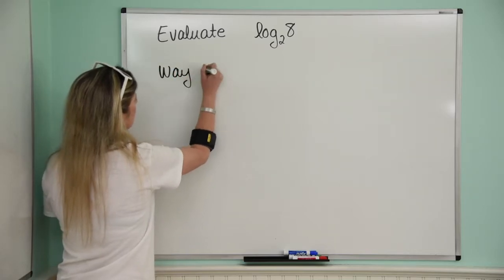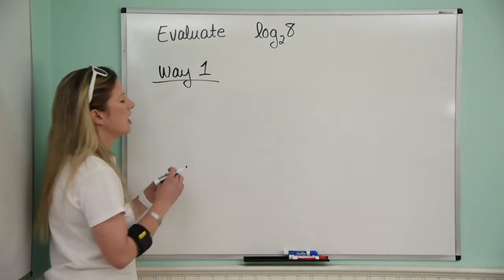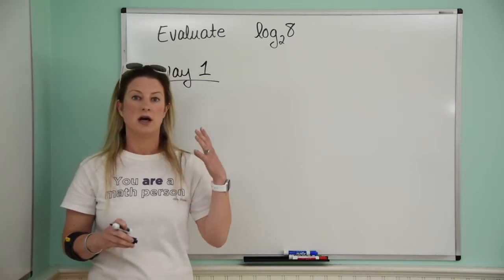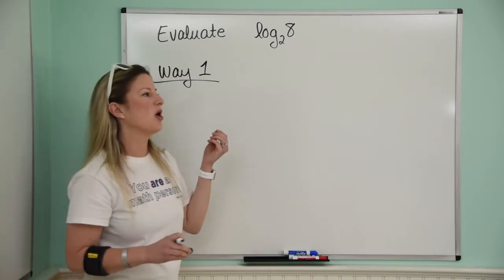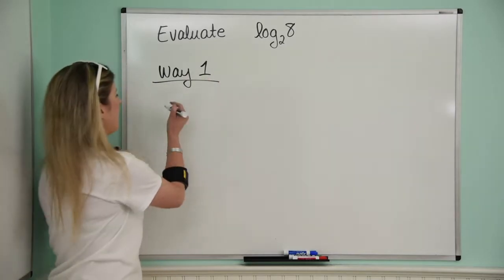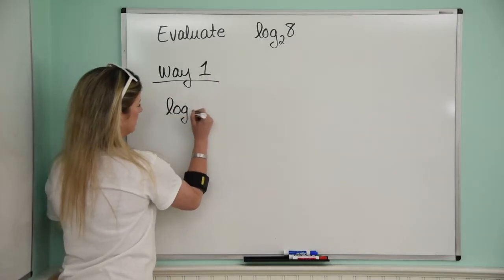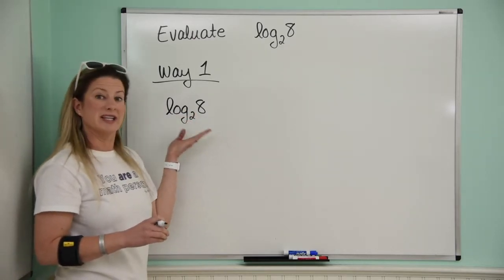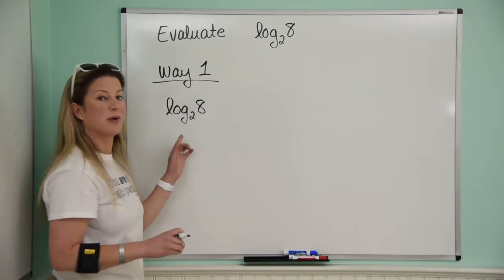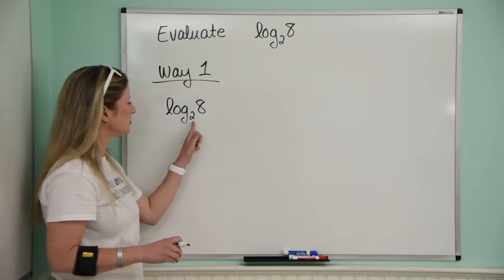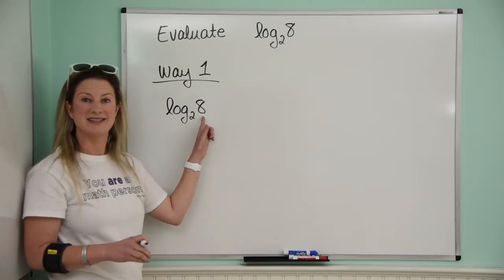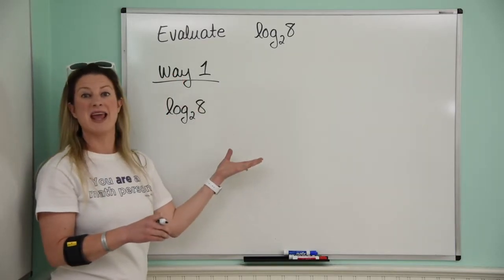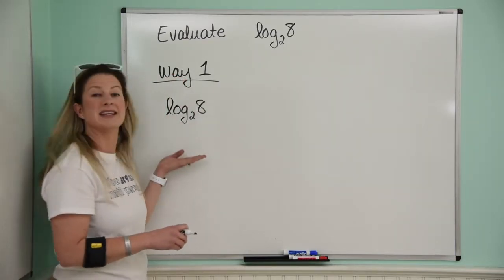In way 1, we are going to talk about how to do it if you intuitively understand what a log is. So what does this mean? I have log base 2 of 8. And what does that mean? This is the power that we need to raise 2 to get 8. It's the exponent: 2 to what is going to give me 8.